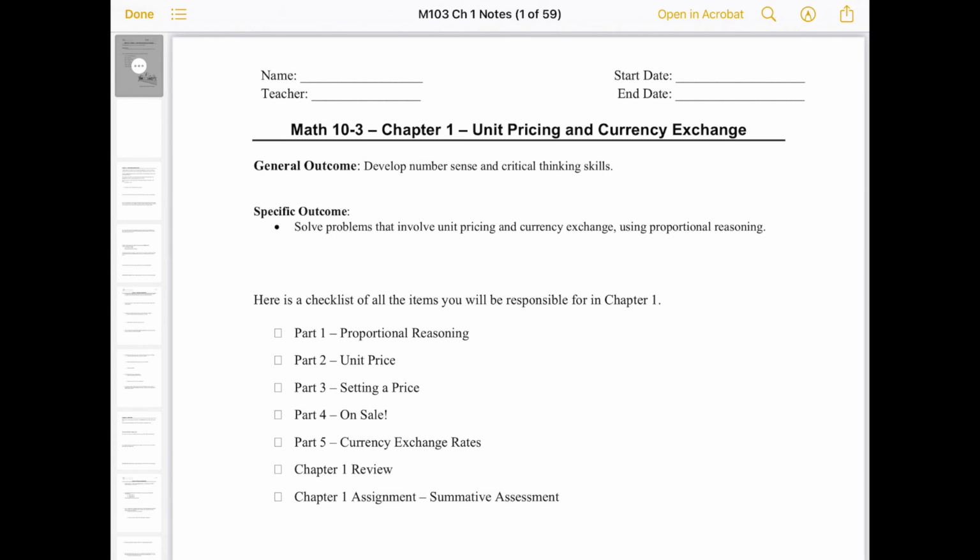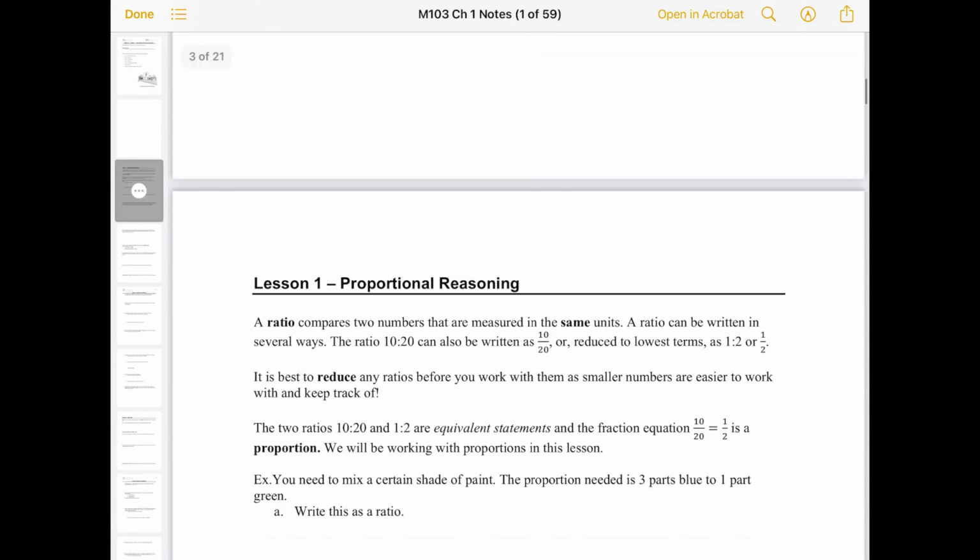Right, Math 10-3, Chapter 1, Unit Pricing and Currency Exchange. So this chapter we're talking proportional reasoning, unit pricing, sales, so certain percents off or markups when we're adding percents, and also currency exchanges. So say converting between Canadian dollars and American dollars or Mexican pesos and so forth. So let's jump right into it.